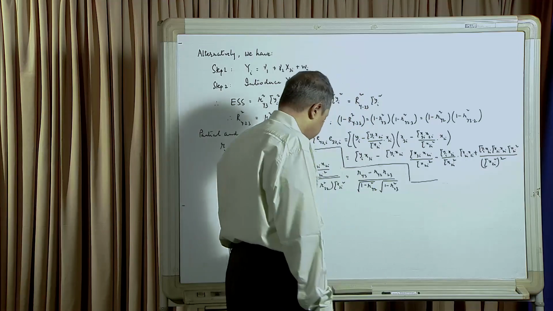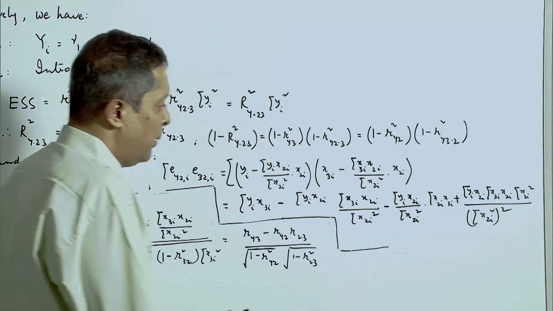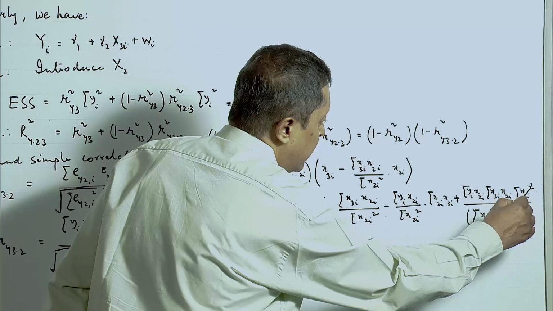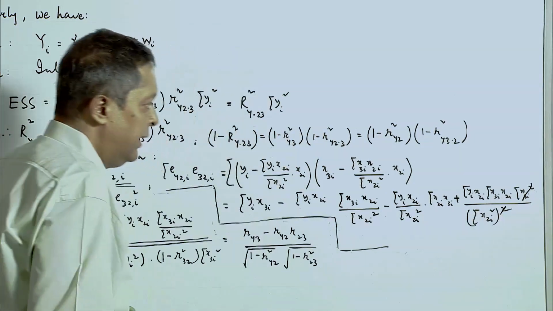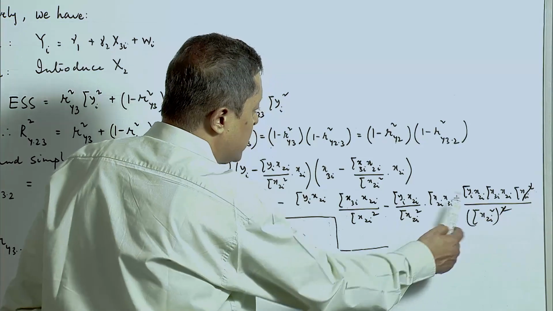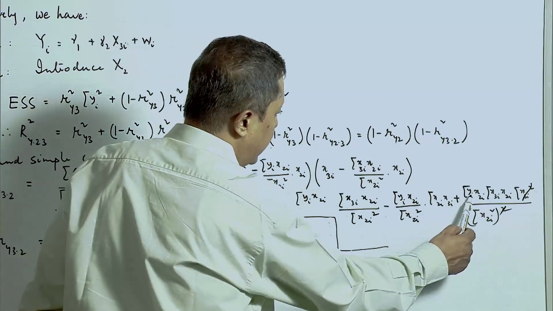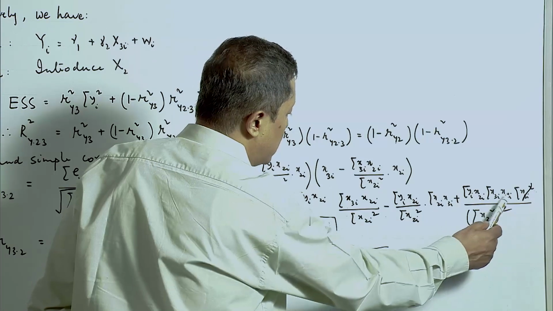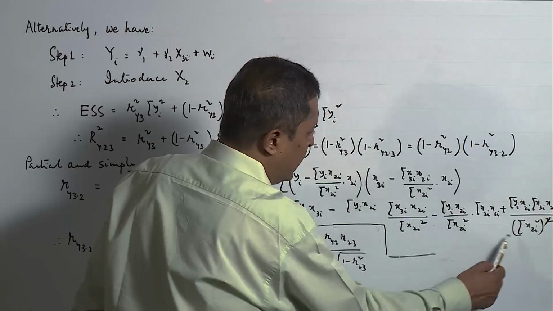If you see here, this summation x2i square and this whole square get cancelled, and then it is easy to see that these two terms are the same with opposite signs: yi x2i, yi x2i, x2 x3, x2 x3 divided by x2i square, x2i square.